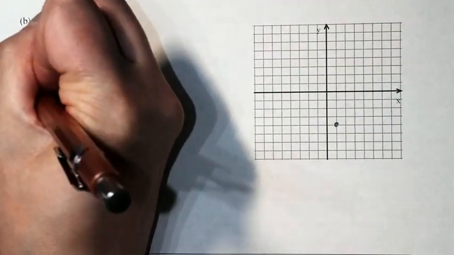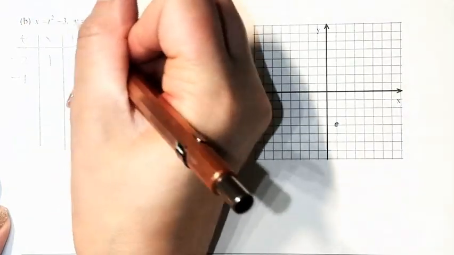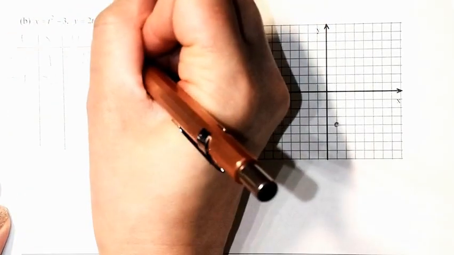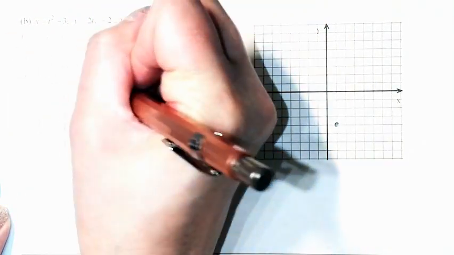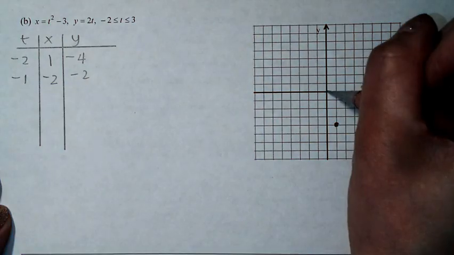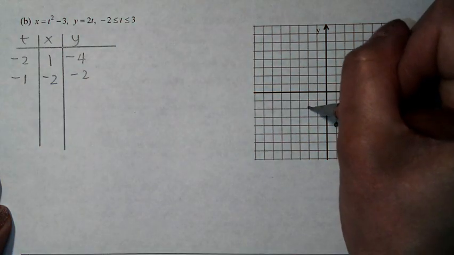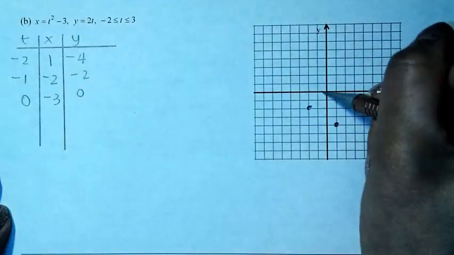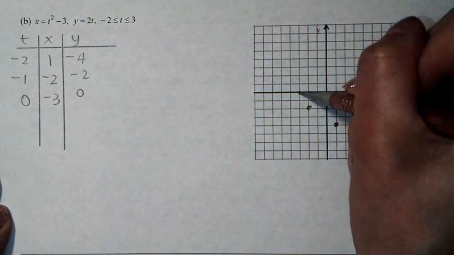Then the next point that we have, you can do -1. -1 squared is 1 minus 3, that's going to be -2. Then you put the -1 there, so it's going to be -2. So the next point that you have is (-2, -2), which is over here. Okay. Then you have 0. 0 squared minus 3, that's -3. 0 here, so you have that it's going to be (-3, 0), which is here.